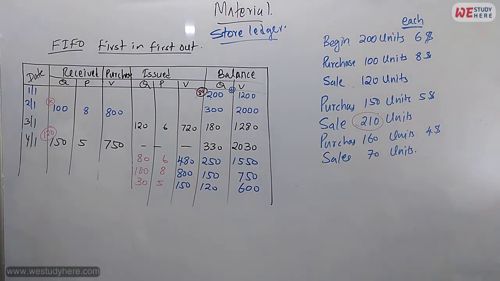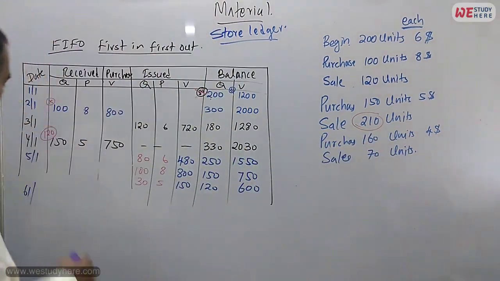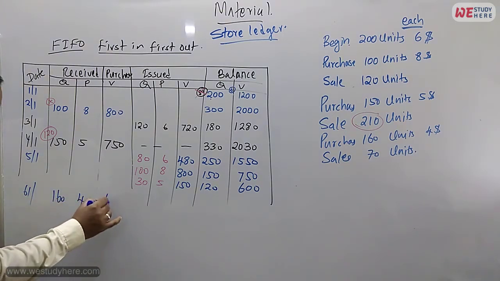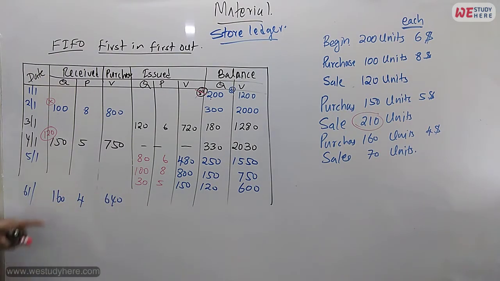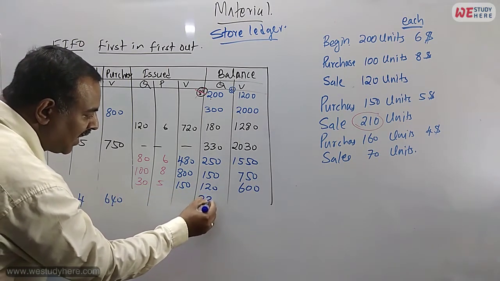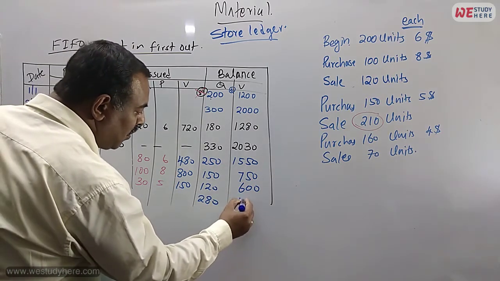Okay, then next day, this is 5-1, let's say. Now 6-1. Purchase how much? 160 units, $4. 160 units, $4, that means $640. Then what happened now? 160 units increase, it will be 280. Amount also increased by 640, 1240.